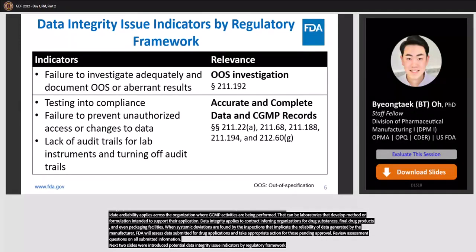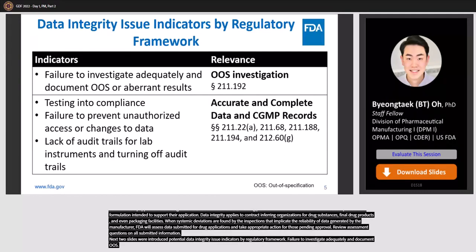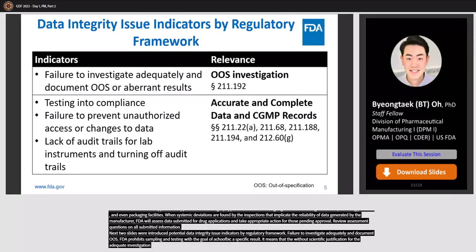Failure to investigate adequately and document out of specification results. FDA prohibits sampling and testing with the goal of achieving a specific result. It means that the firm might perform retesting to achieve passing results without investigation or without scientific justification for the adequate investigation. Several warning letter observations have included observations related to failure to investigate and document out of specification or aberrant results. Testing into compliance.